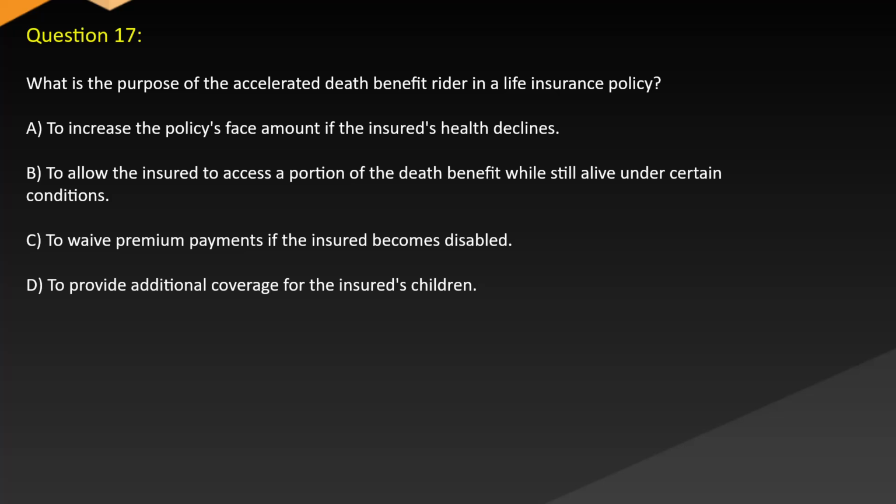Question 17. What is the purpose of the accelerated death benefit rider in a life insurance policy? A. To increase the policy's face amount if the insured's health declines. B. To allow the insured to access a portion of the death benefit while still alive under certain conditions. C. To waive premium payments if the insured becomes disabled. D. To provide additional coverage for the insured's children.